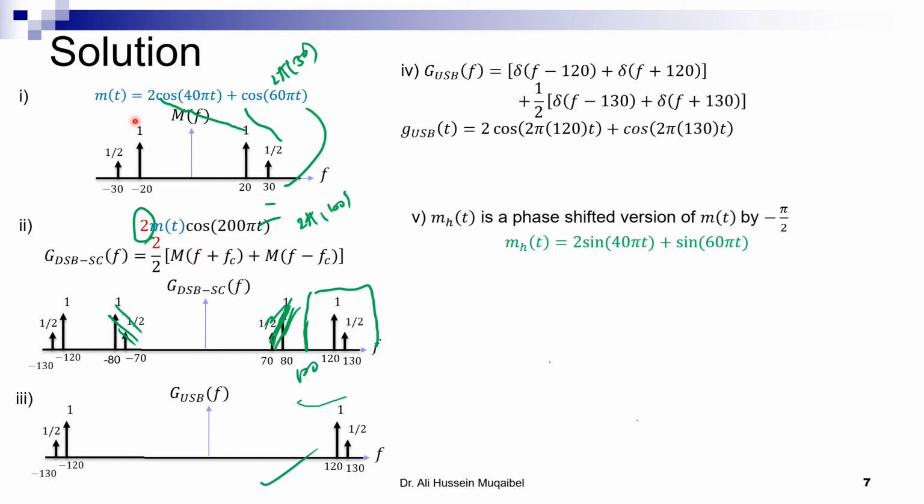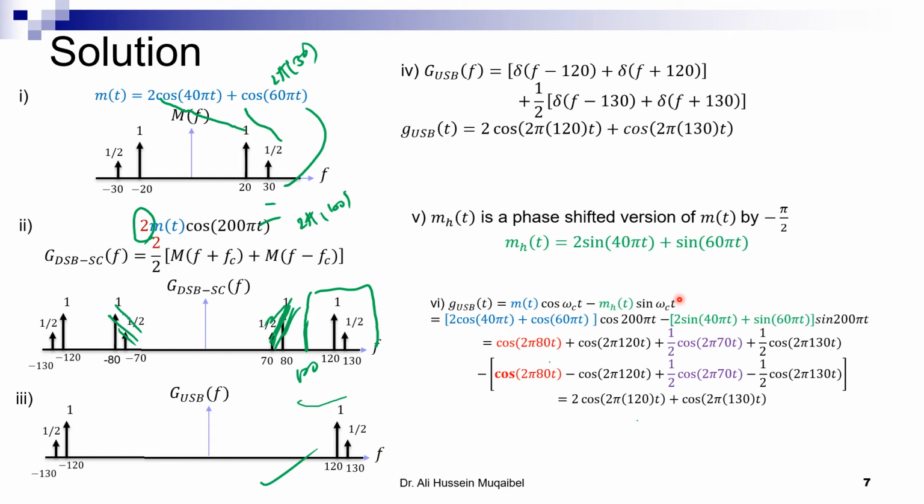Now, if we proceed, if you want to get the same expression, we'll start by finding the Hilbert transform of this signal. The Hilbert transform of a cosine is sine. Because the Hilbert transform is an ideal phase shift by minus pi over 2, you'd agree with me that the Hilbert transform of the message is just replacing cosine with sine. Now, in the next step, we're going to substitute in the general form for the single sideband, upper sideband.